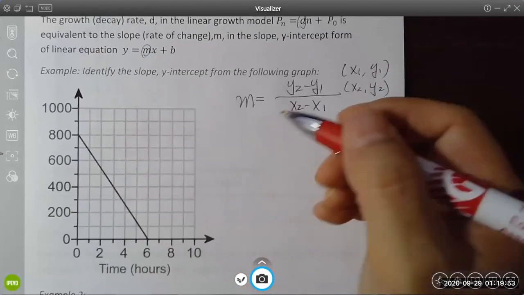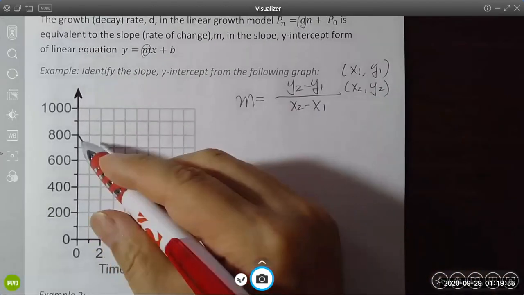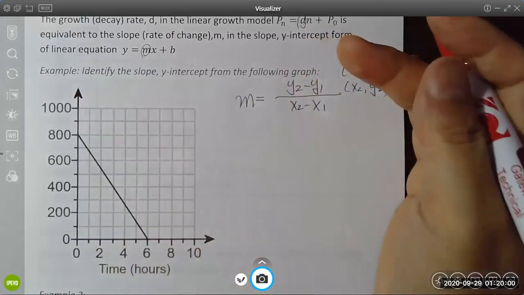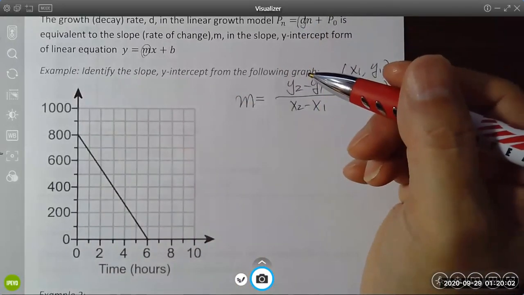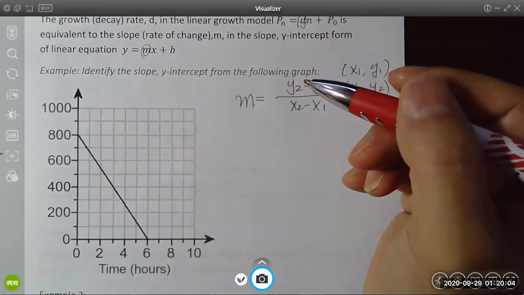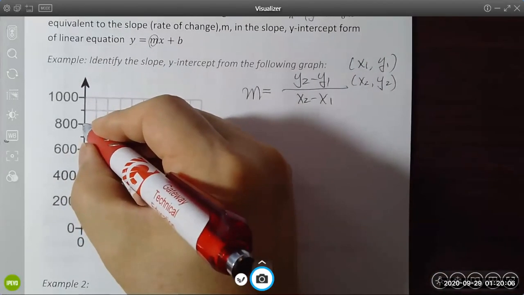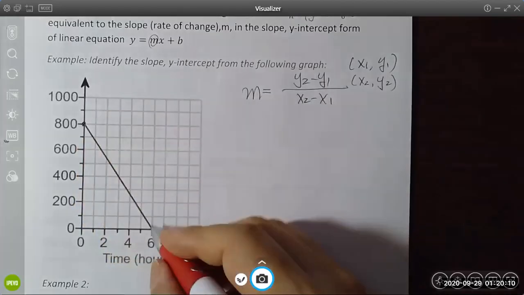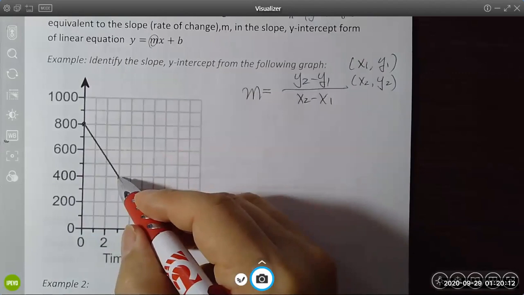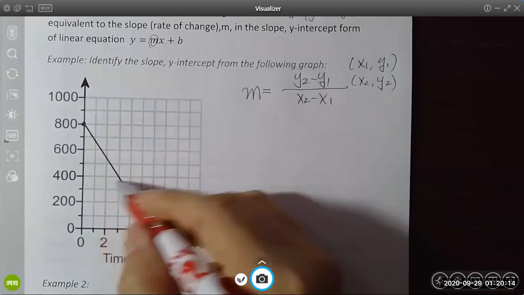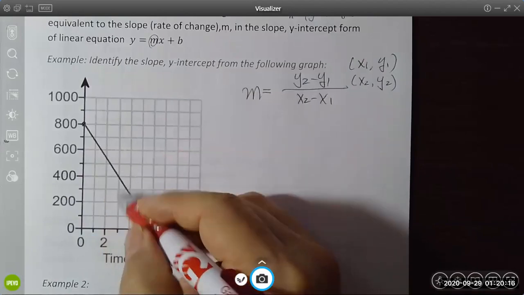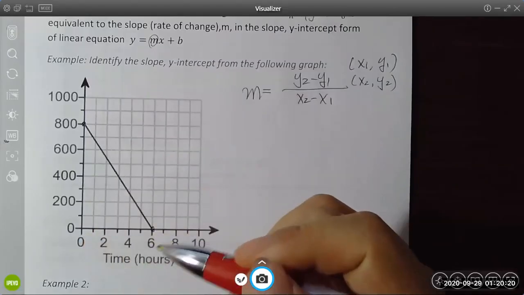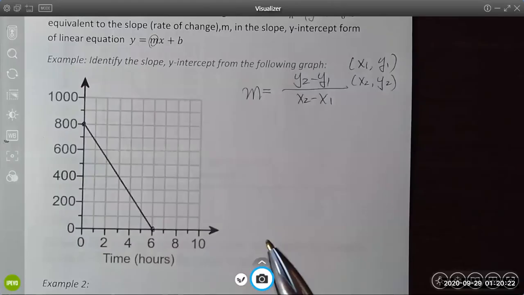But since we need to read these numbers from this graph, we have to pick the points that we can read the exact numbers of. Otherwise, you're going to have error. So the easiest one, this one, because this point is exactly on the line and exactly at a number here. Here is another one, also exactly at the intersection. We can read this: this x is 3, this y is 400. This point is called point 2. Just pick some points that are easy for you to read.